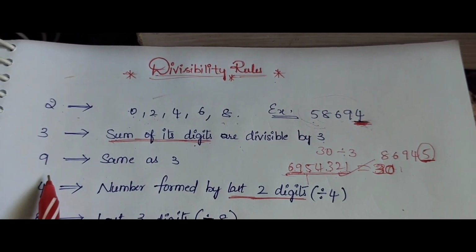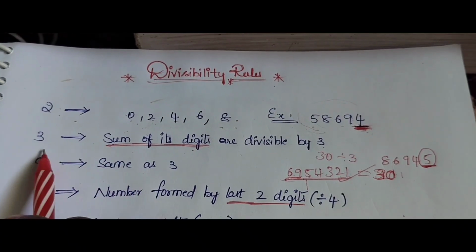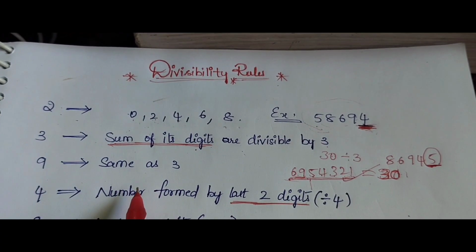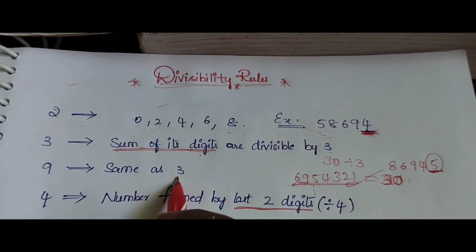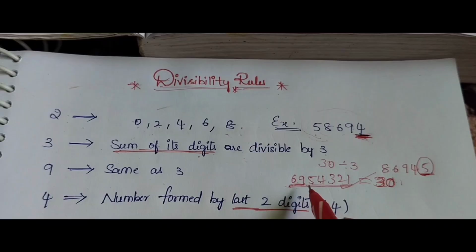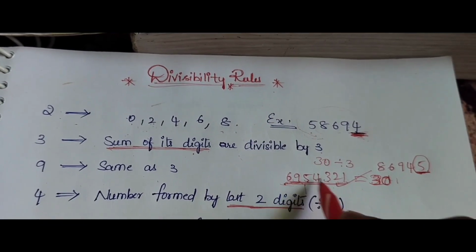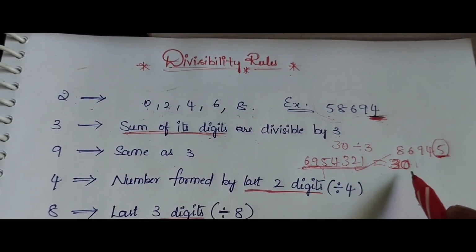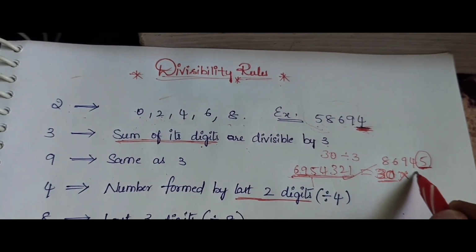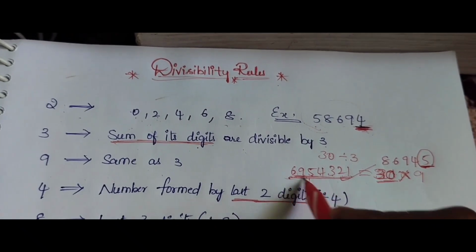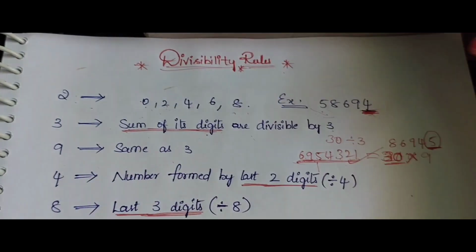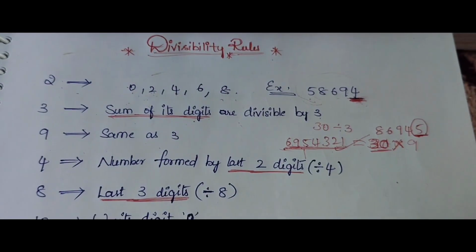Next, coming to 9, it is the same as 3. A number is divisible by 9 only when the sum of its digits is divisible by 9. For example, adding all the digits of this number, we get 30. So 30 is not divisible by 9, so this number is also not divisible by 9.